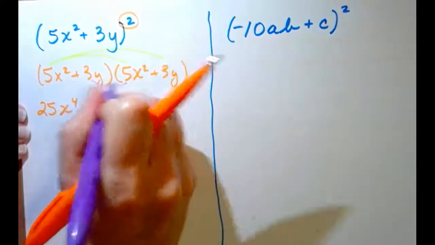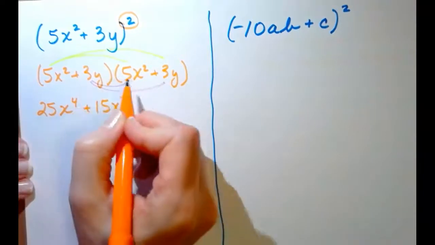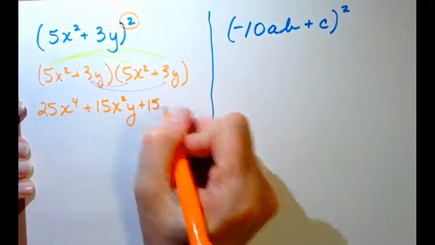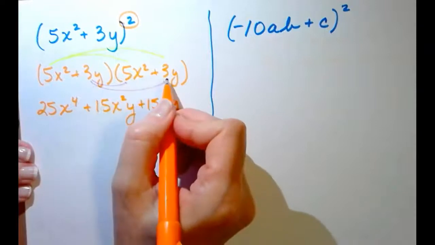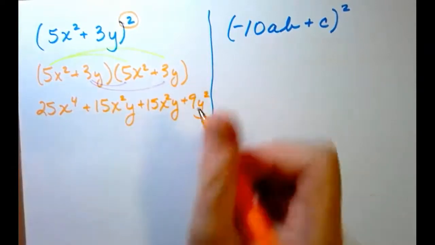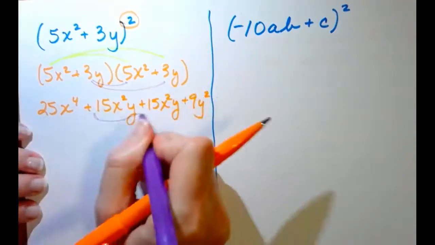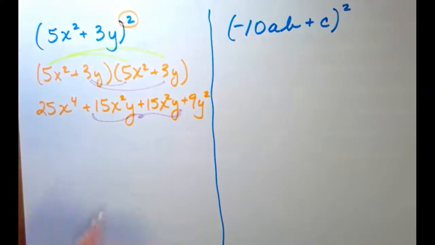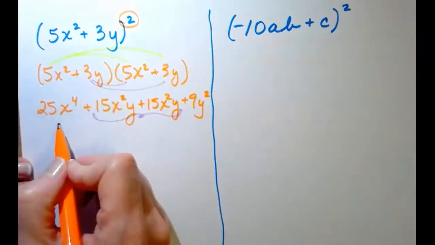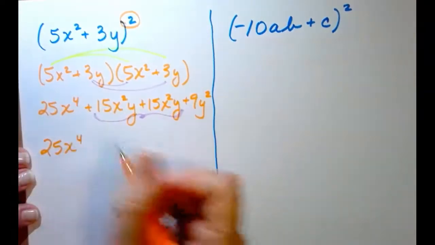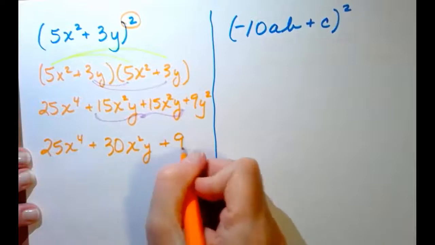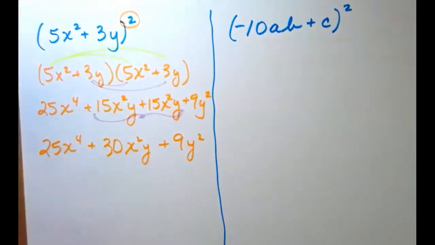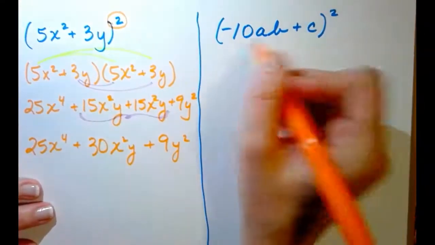Now we'll distribute the 3y. 3y times 5x squared is a second 15x squared y. That middle term always repeats itself. 3y times 3y is 9y squared. We do have like terms in the middle, which we will combine. And remember, when we are adding or subtracting, the exponents do not change. The exponent only changed when we multiplied. So positive perfect square on the front, 15 plus 15, 30x squared y, plus a positive perfect square on the end, 9y squared. Let's do it again with the last example here.